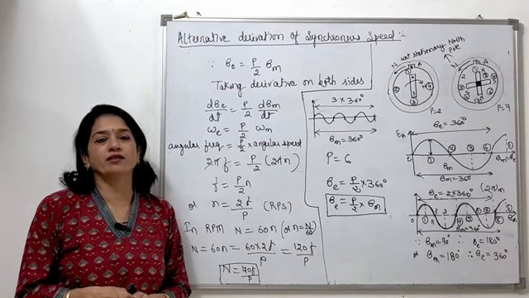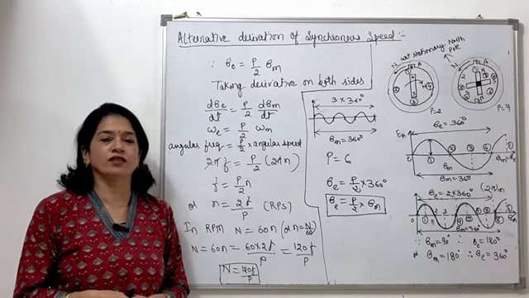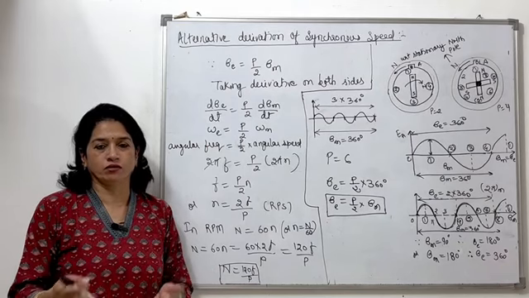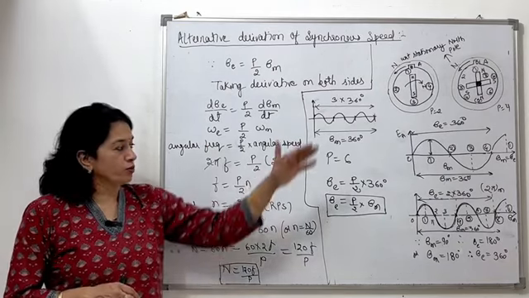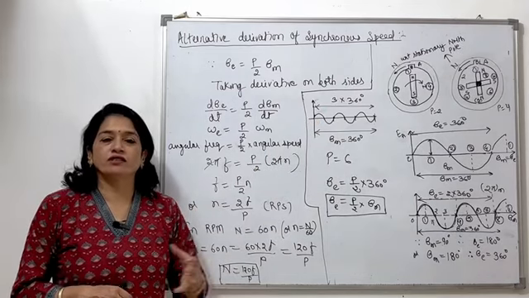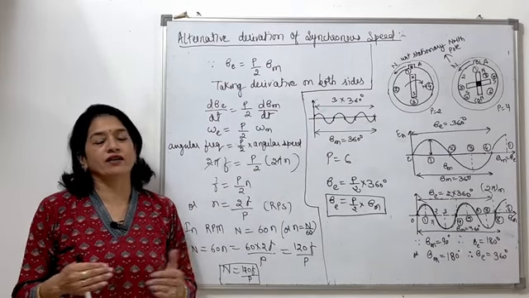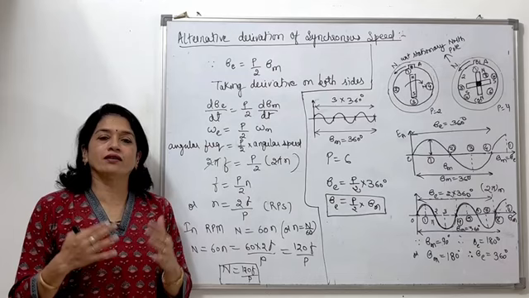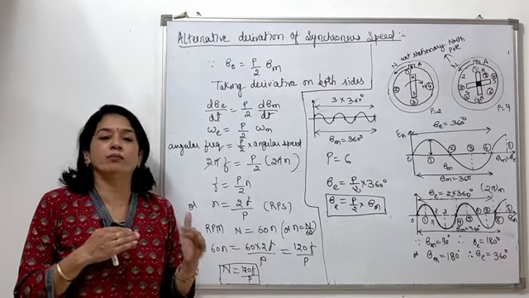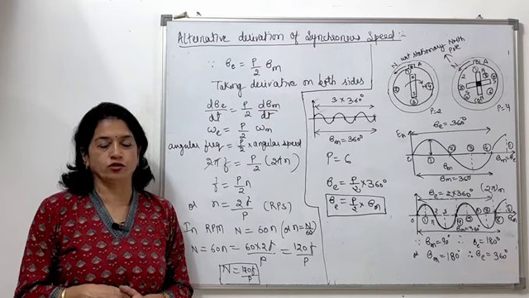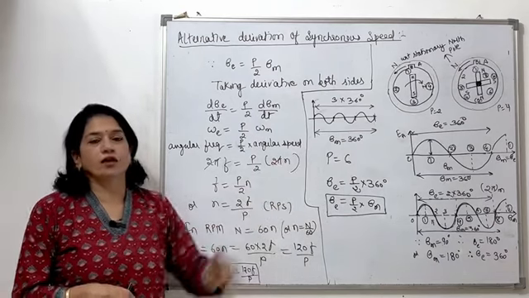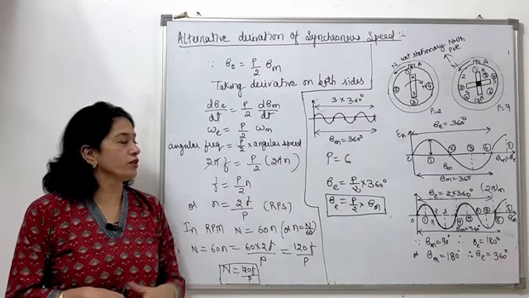And electrical angle is the phase angle of electrical quantities, either EMF or current, etc. First, I would be deriving the connection between mechanical and electrical angles, and later that relation is going to be the base for the alternative derivation of the synchronous speed. So here I would be discussing what I said first.